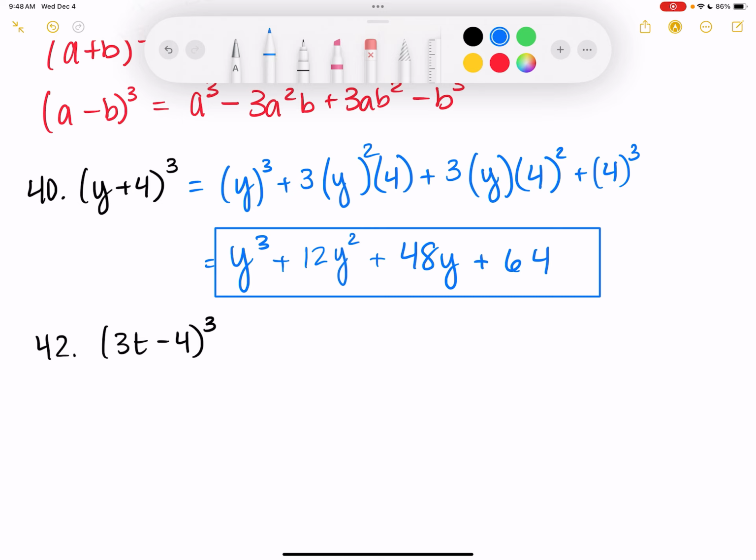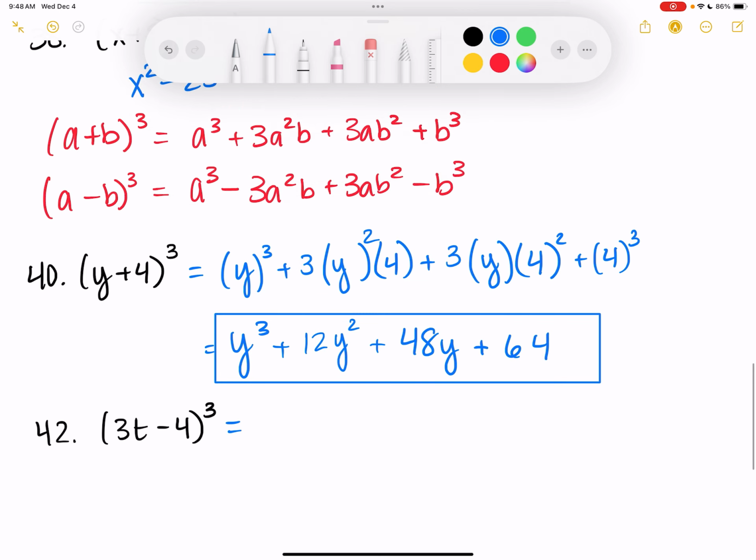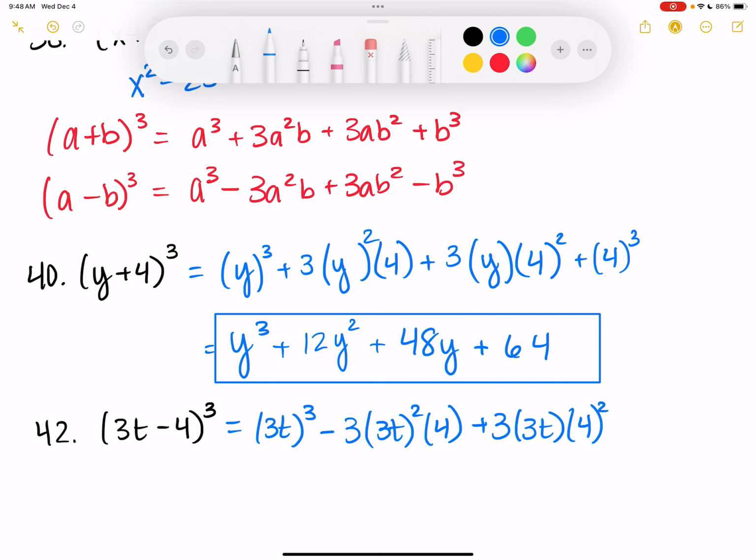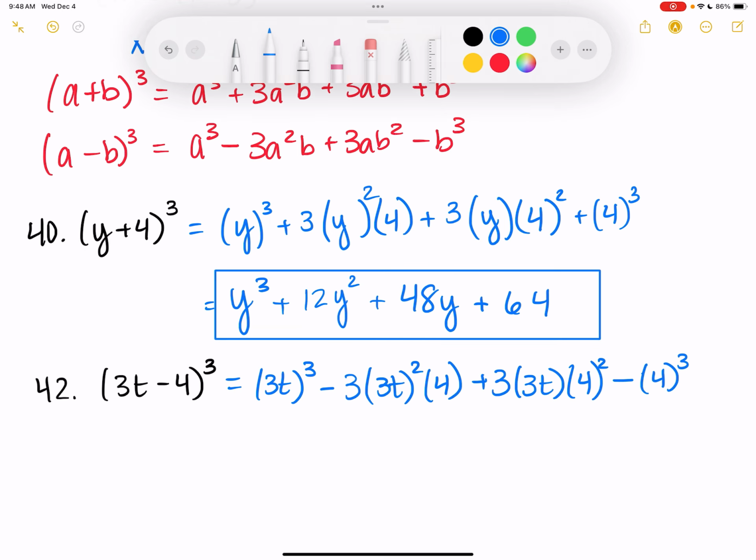So I've got first term cubed, so 3t cubed, minus 3 times the first term squared, so 3t squared, times the last term 4, plus 3 times the first term, which is 3t, times the last term squared, which is 4 squared, and then minus the last term 4 cubed. And notice the signs do not go with it. Like, I'm not plugging in a negative 4, I'm plugging in 4. The signs are already accounted for in the formula that's given to me.